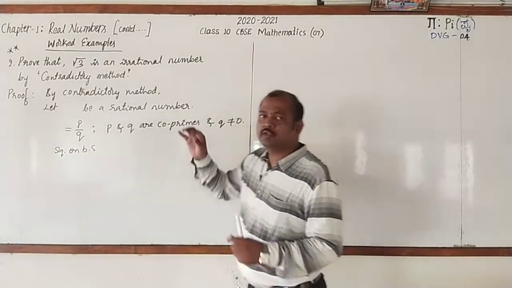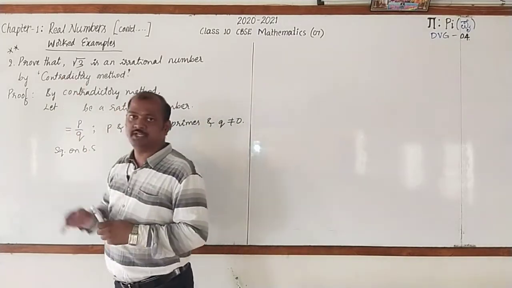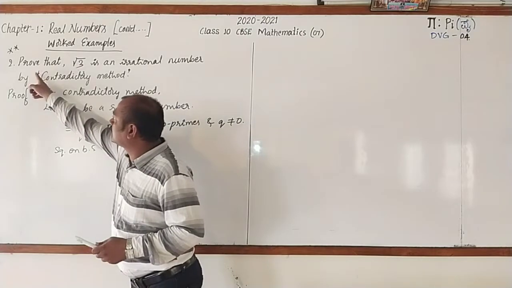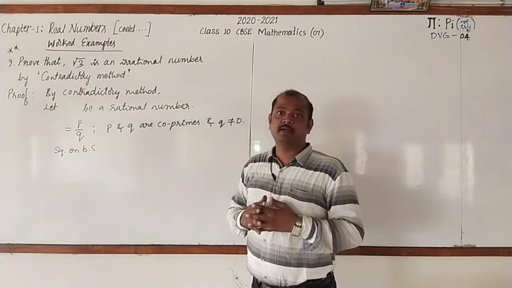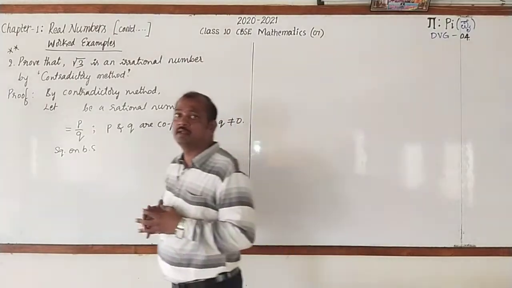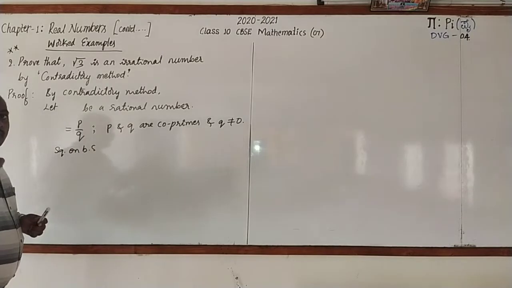I am going to explain the same type of problem, but the number is changed. See that. Second one, prove that root 3 is an irrational number. Again, it should be proved by contradictory method. Just listen. Don't go for writing.